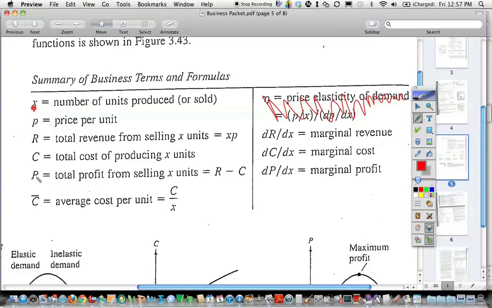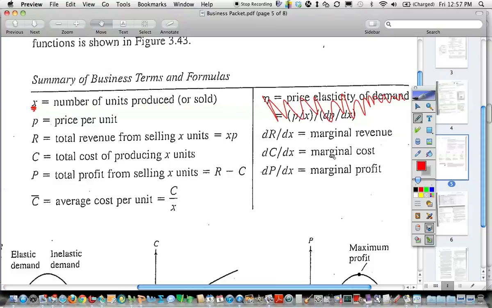And then that's capital P, your profit. So profit is revenue minus cost, R minus C. Again, not something I think you need to memorize. They're pretty common sense kind of things. Average cost per unit is a term that they use a lot. They put a bar over the C, C bar, and basically that's your total cost divided by how many units you produced. Again, very simple.